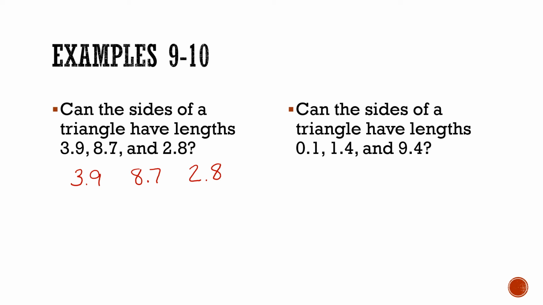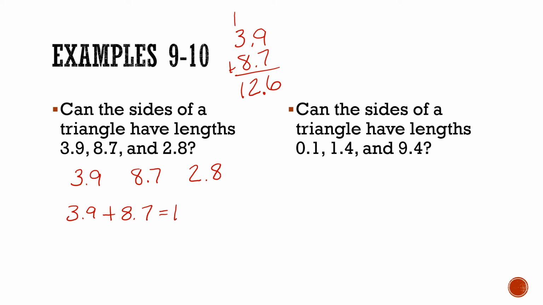Okay, so we're going to start out adding 3.9 to 8.7. So 3.9 and 8.7. We line up our decimals. 9 and 7 is 16. 8 and 4 is 12. And our decimal is going to come straight down. So we get 12.6, which should be greater than whatever we did not use, which was the 2.8. And it is.